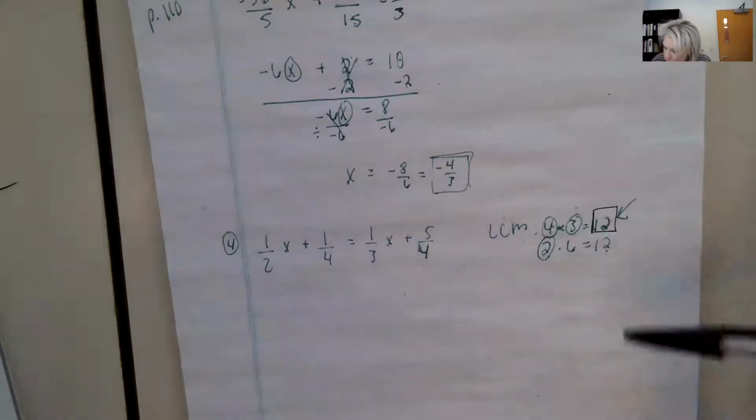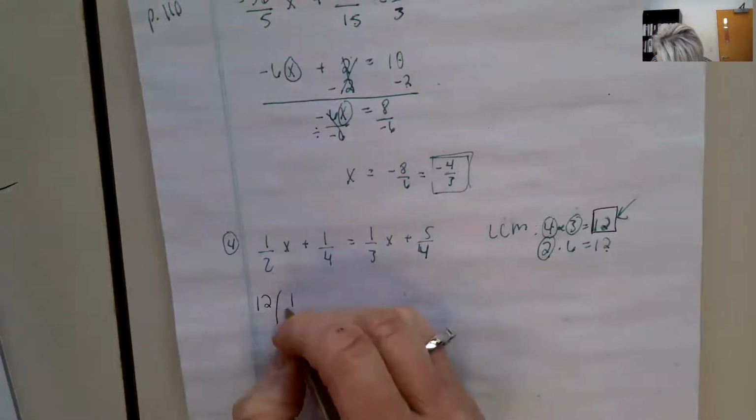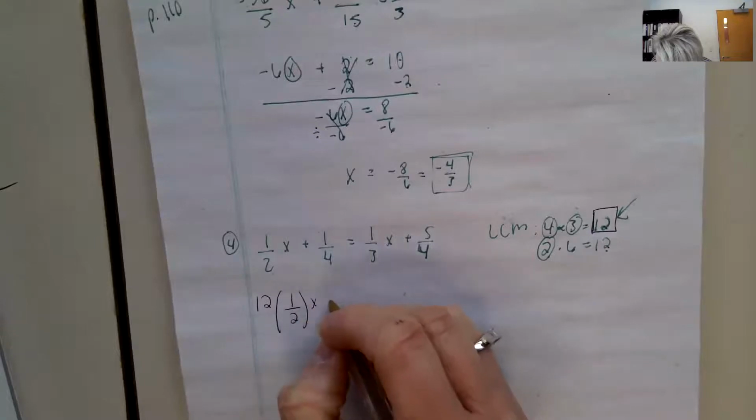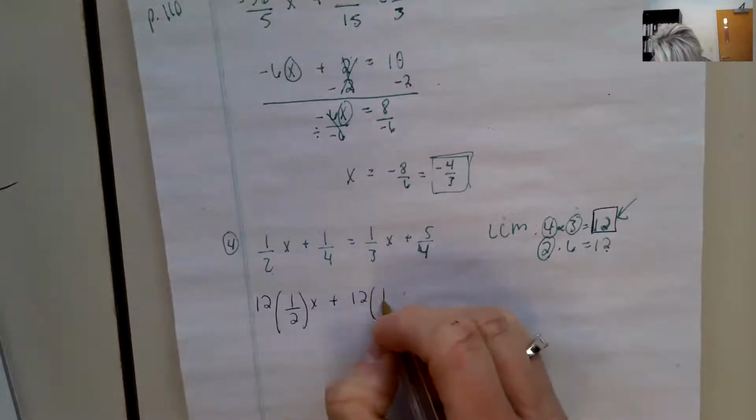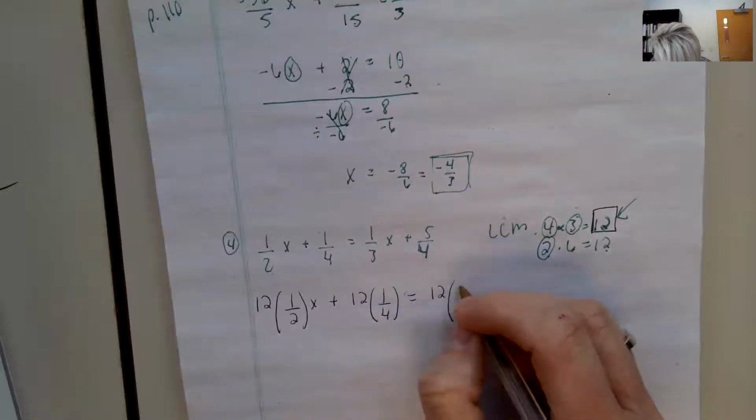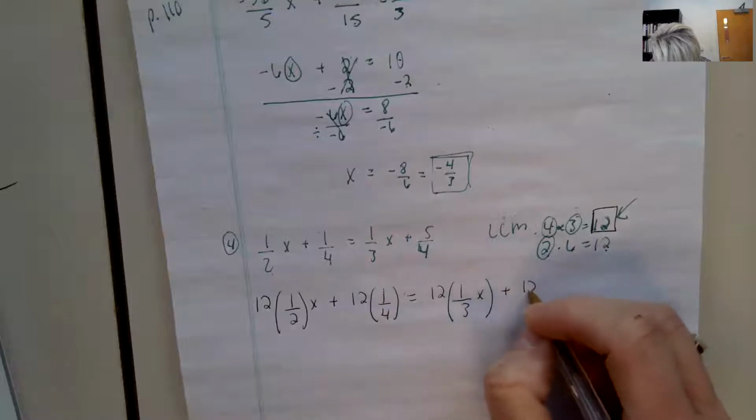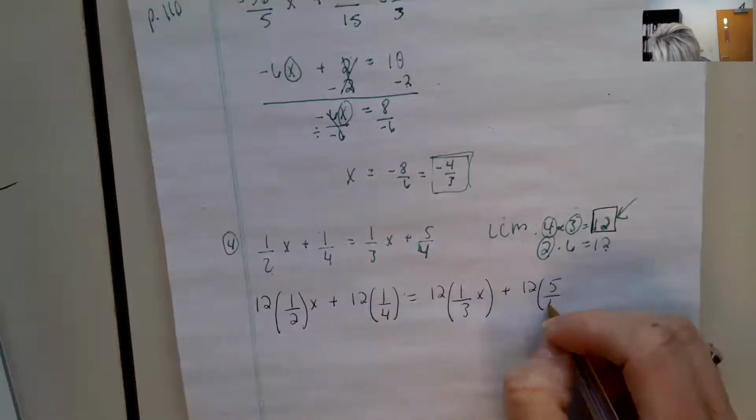So I'm just going to rewrite it, showing you how I'm going to multiply by the 12. So 12 is going to get multiplied by 1/2 x plus 12 is going to get multiplied by 1/4 equals 12 is going to get multiplied by 1/3 x plus 12 is going to get multiplied by 5/4.